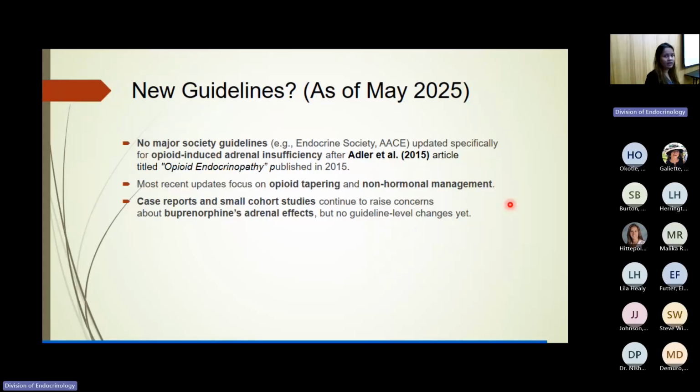Like I said, whatever data I included are case reports, very small cohort studies that we have, and some animal models in the background, which continue to raise concerns about buprenorphine's adrenal effect, but no guideline-level change yet.